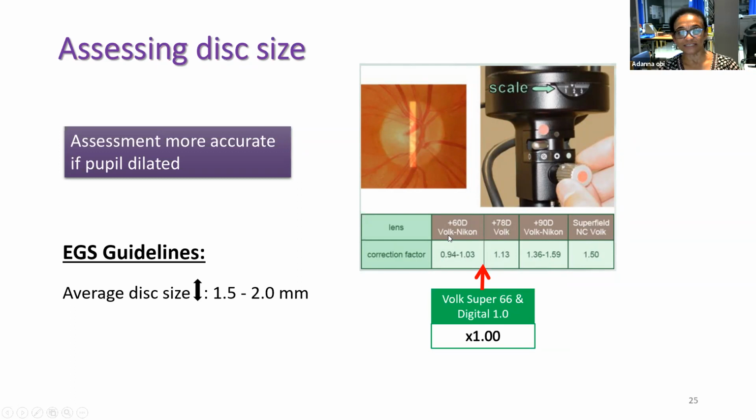Now, ideally, if you're looking at a disc, you're looking for detail. Please don't bother with these lenses. You really want to get a good view of the disc, so you should be going for these types of lenses ideally, not 90, because you'll miss detail. And just a reminder again that your assessment of the optic nerve head is always more accurate if the pupil is dilated.